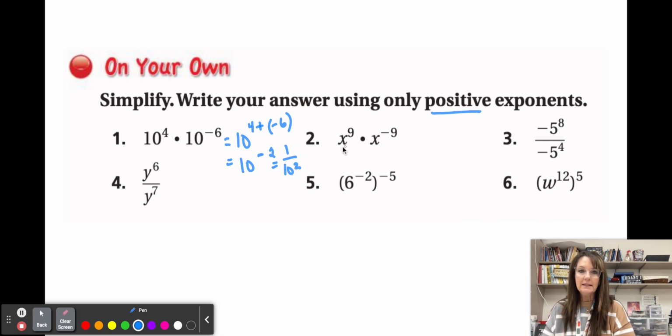Here we have the base of x. So we're adding the exponents, 9 plus the -9. So that gives us x to the 0, which is equal to 1.